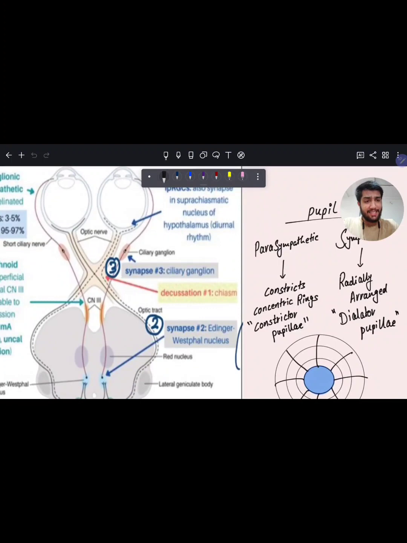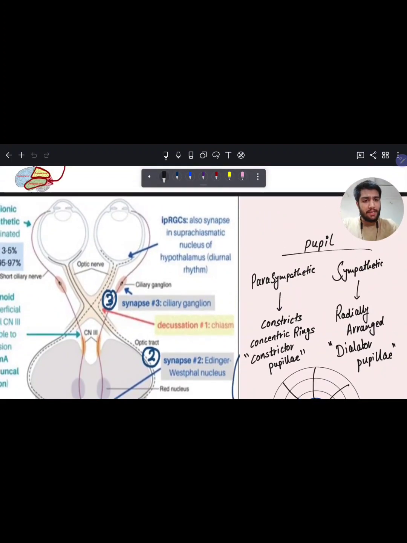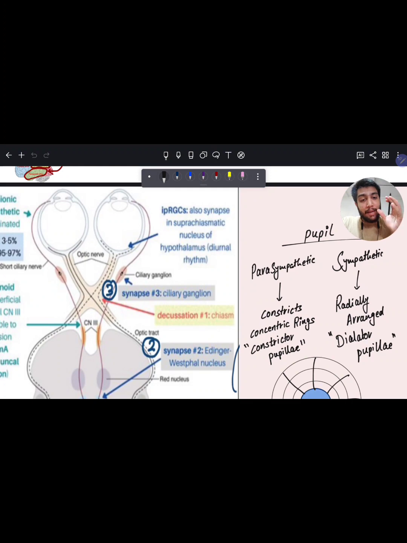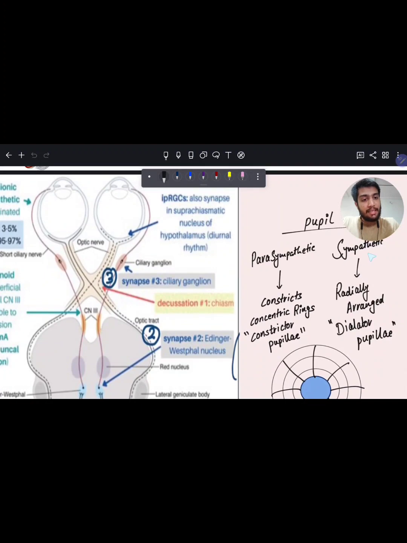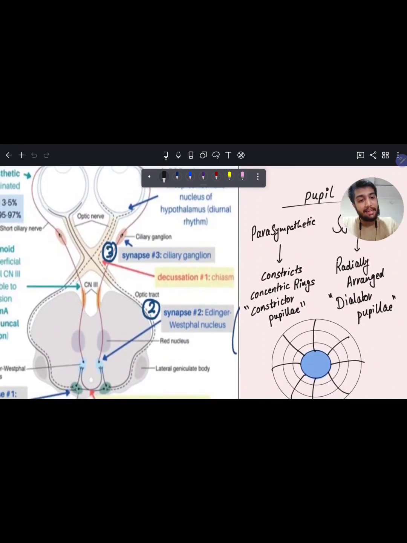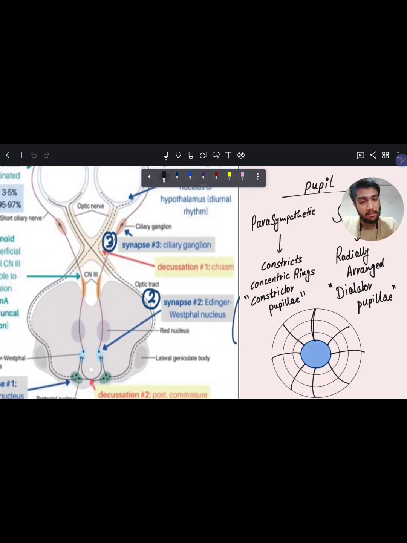And let's start with the basics again here, that what causes the pupil to dilate and what causes the pupil to constrict. So the constriction and dilation of pupil is under the control of parasympathetic and sympathetic system. As you can see that parasympathetic constricts because it has concentric rings. The muscle is like concentric rings, also known as constrictor pupillae, and sympathetic system will dilate the pupil because the muscles are radially arranged like this, which are known as dilator pupillae.